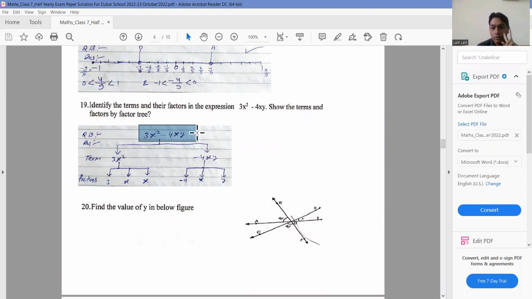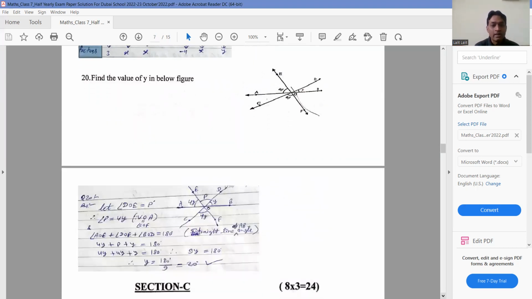So terms, if you see, there are two terms. This is a binomial expression. First term is 3x square and second term is minus 4xy. Now the factors of the first term 3x square are 3, x and x. The factors of minus 4xy are minus 4, x and y. So this is your tree diagram. Now go to question number 20.